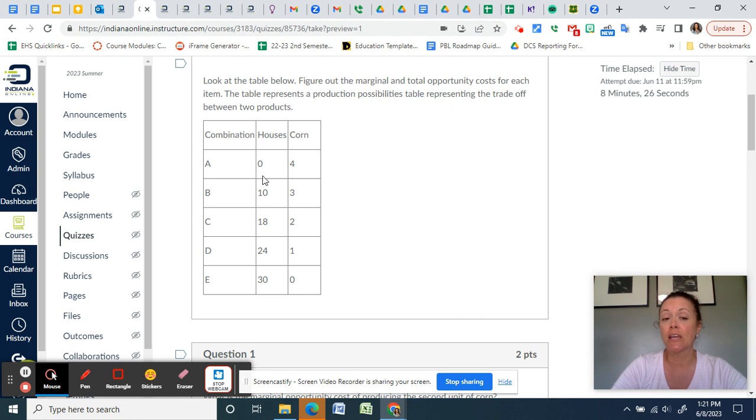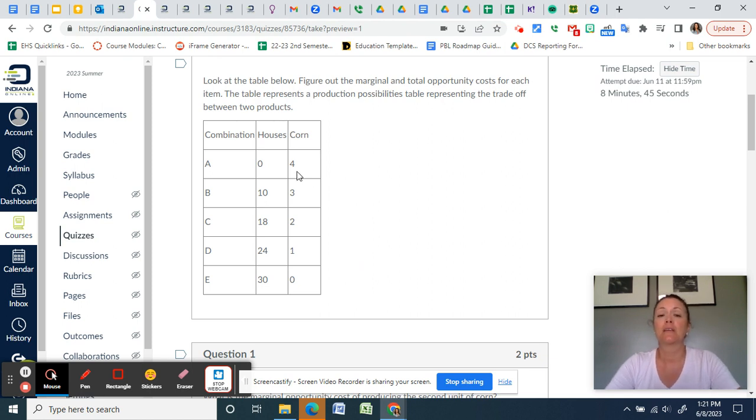If I'm just looking at my marginal, I have to look at my most recent change, going from 3 units to 4, in which case I'm going from 10 houses to 0. So that's my marginal. Looking at the total number of houses I give up, that would be 30 houses to make all 4 units of corn.